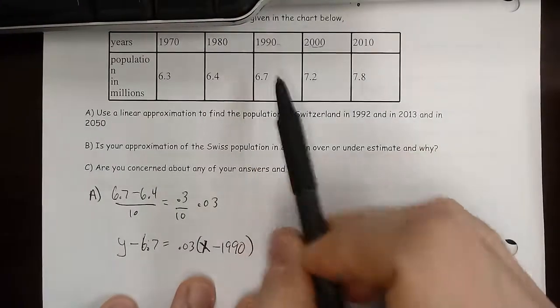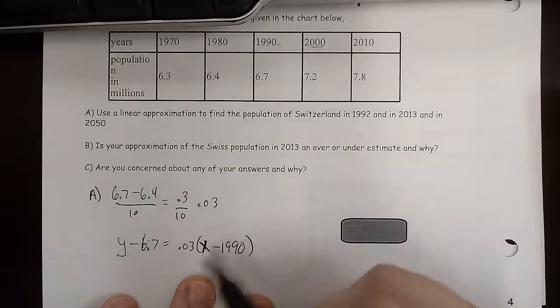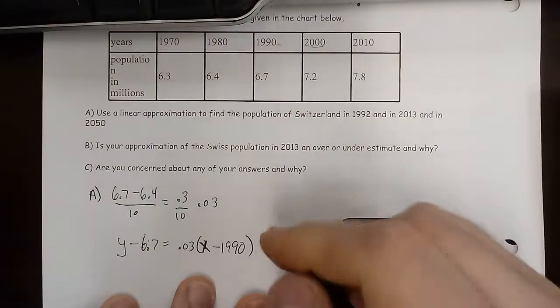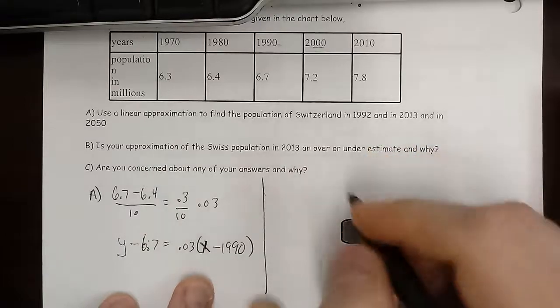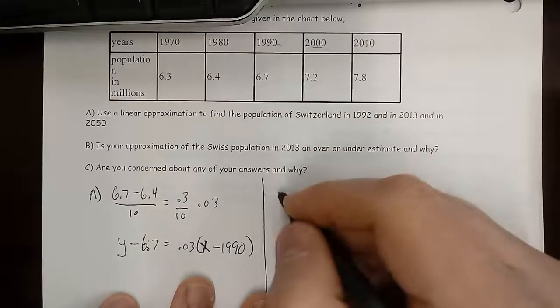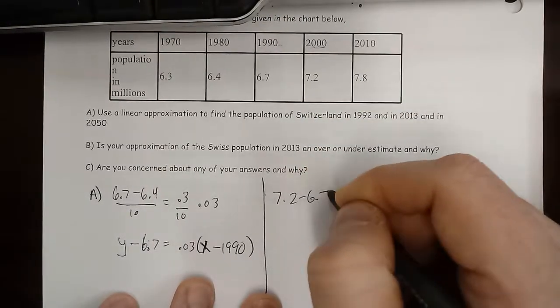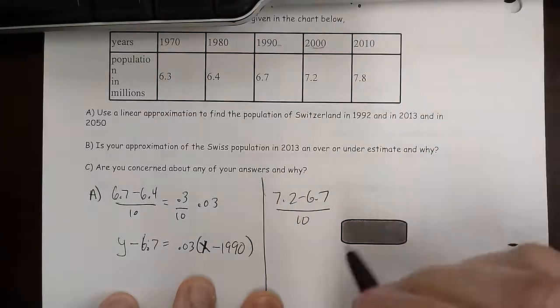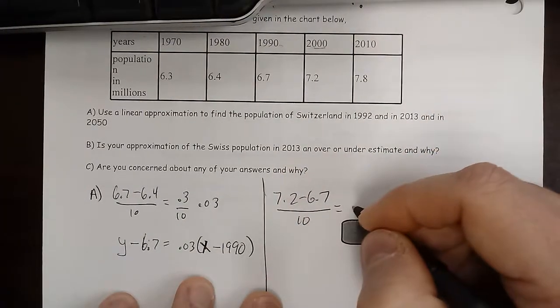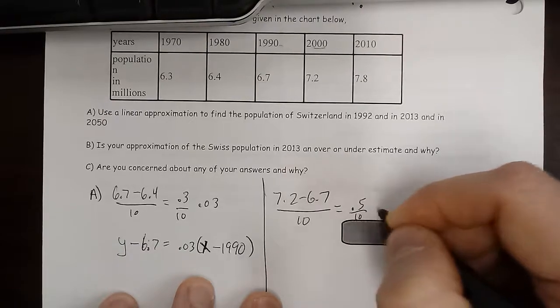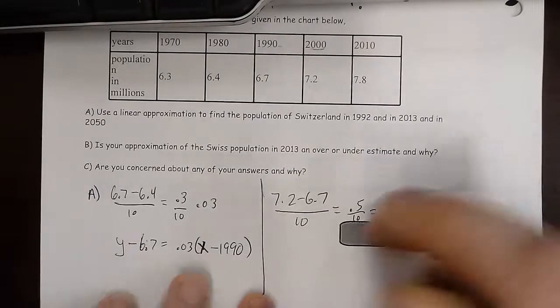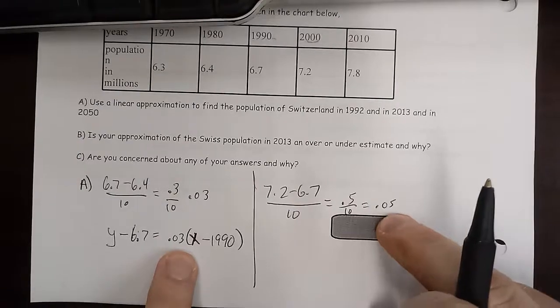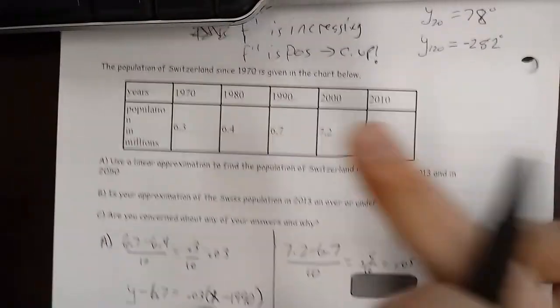And we could plug in 1992 in here and be able to handle it. But the other option is we can do 7.2 minus 6.7 over that 10-year span and also get a tangent line. This one, we get 0.5 over 10, which is 0.05. And so we have a slightly different slope.